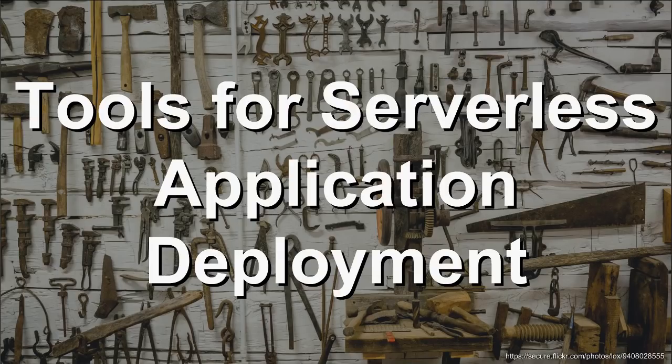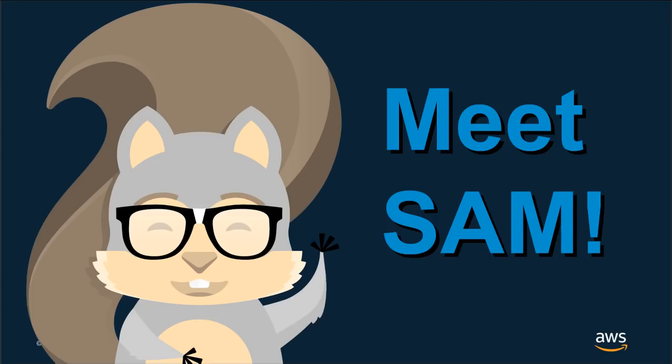So let's talk a little bit about how we can achieve these various models and what the tooling is that we're going to need as part of our serverless application stack. The first one we'll talk about here is AWS SAM.